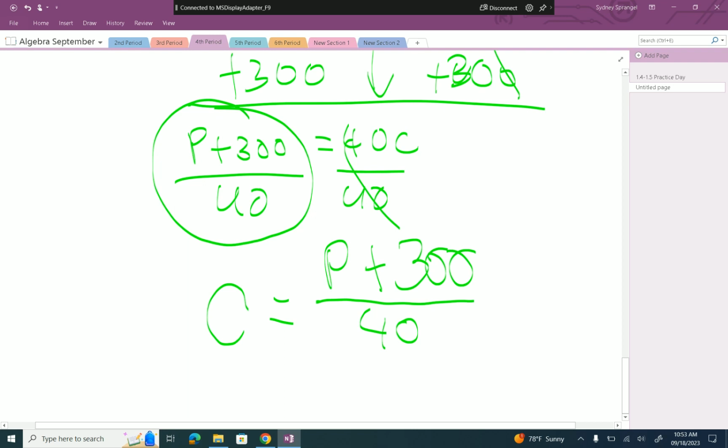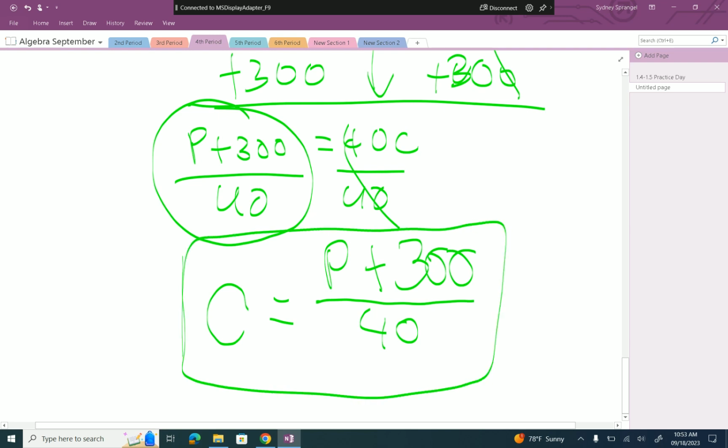Which answer option does it look like? Oh, sorry, this one's not multiple choice. So what's being divided by 40? P plus 300. Yep, so P plus 300. So the sum of P and 300 divided by 40 is equal to C. Whatever his profit is, plus 300, divided by 40. Or sorry, that's his copies. It's not his cost. My bad.